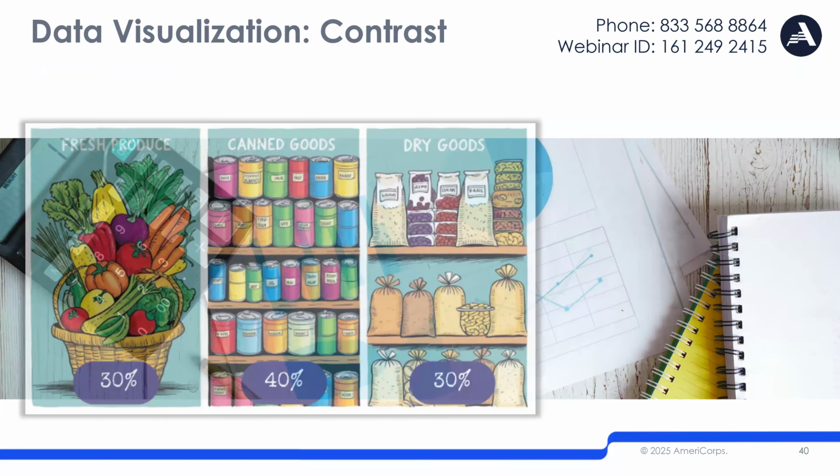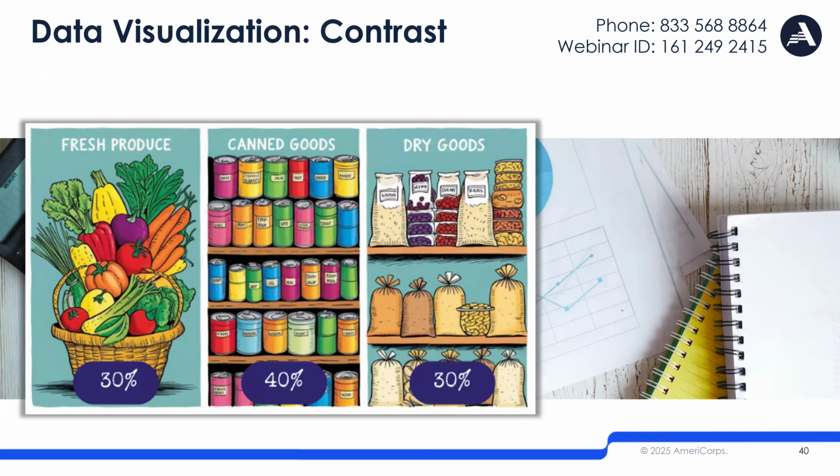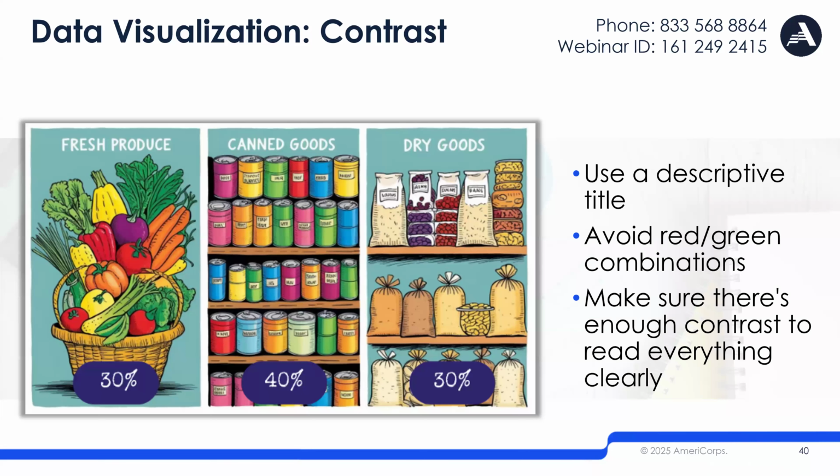Visual elements combined with numbers tell a more complete and memorable story. When you pair a striking image or a clear graph with specific data, you help people both understand and feel the impact of your work. When creating this type of visualization and in general, it's helpful to use a descriptive title that tells people what they're looking at. Also, remember that some people are colorblind, so try to avoid red-green combinations. And always make sure that there's enough contrast so that people can read everything clearly.